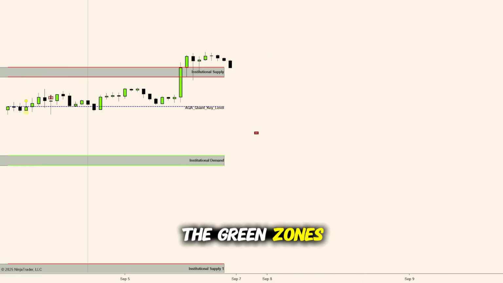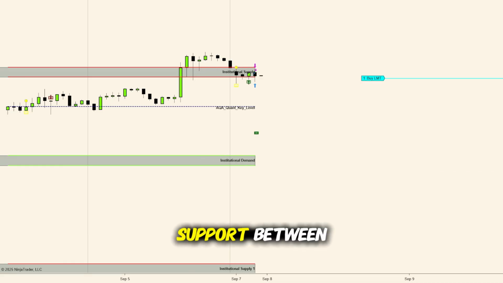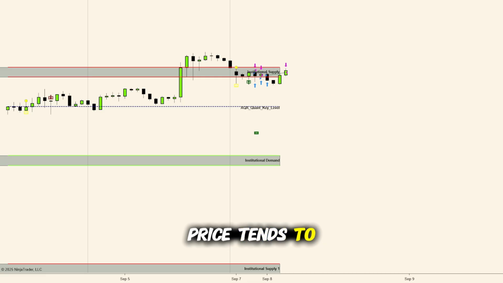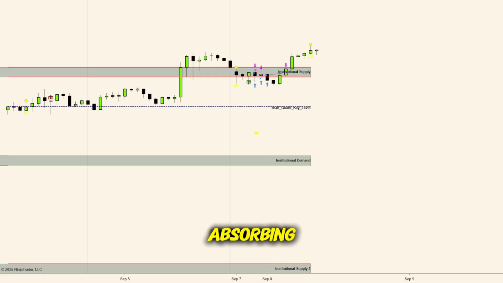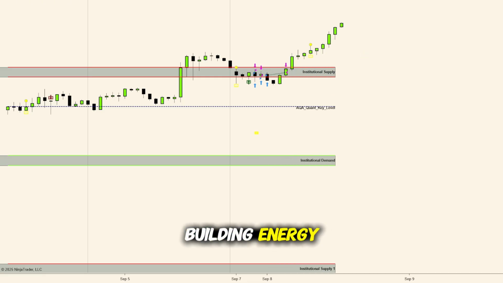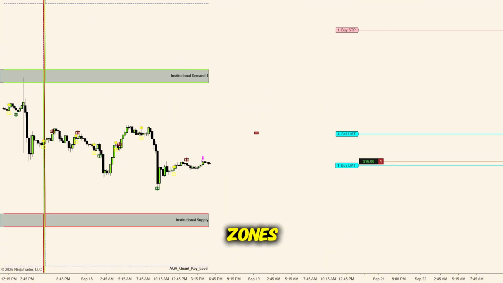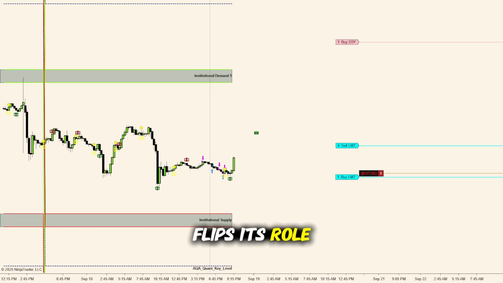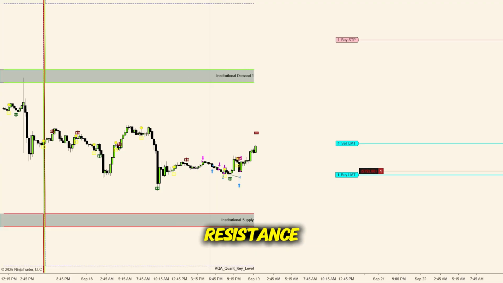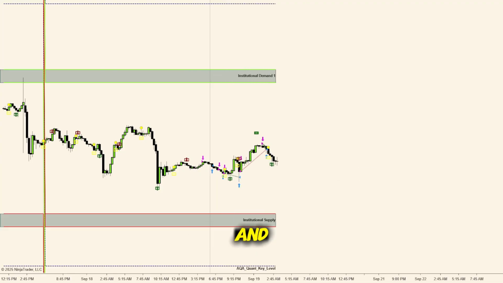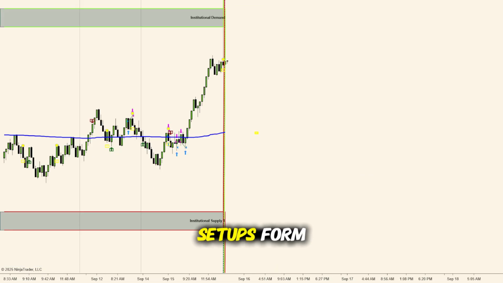The green zones represent upper institutional resistance, while the red zones mark lower institutional support. Between these zones, price tends to balance, pausing, absorbing liquidity, and building energy before the next breakout. Once price breaks through one of these zones, the same level often flips its role. Support becomes resistance, resistance becomes support, and that's where some of the best continuation setups form.